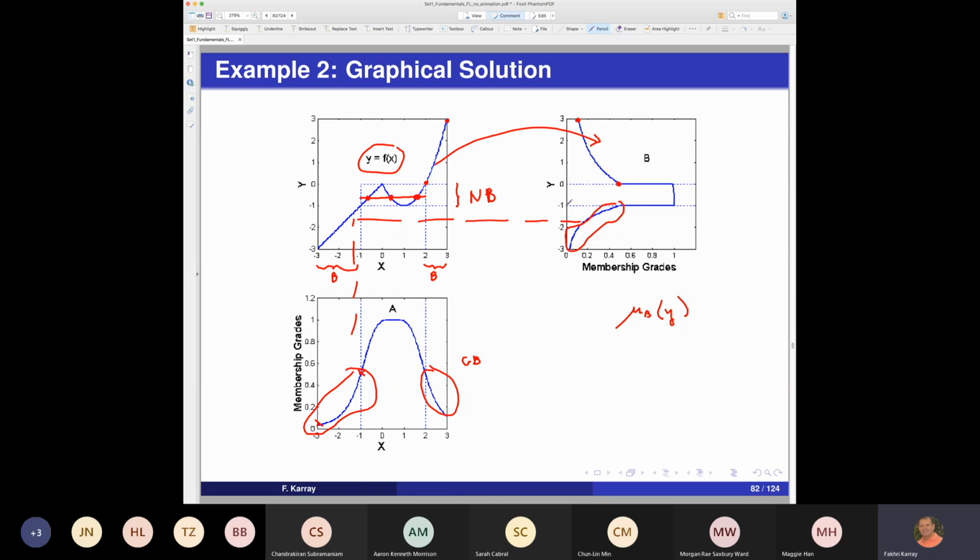Between -1 and 0, the function is going to take its maximum value. What is the maximum value of the membership function of A? It is no other than the value of 1. So in the region between -1 and 0, which is not bijective, we are going to have the value of 1 for the membership function of y. And then we connect the dots.